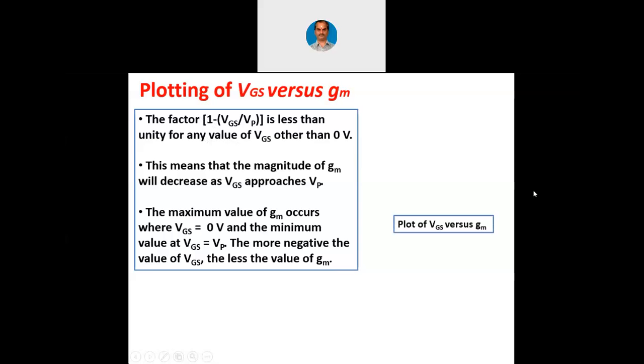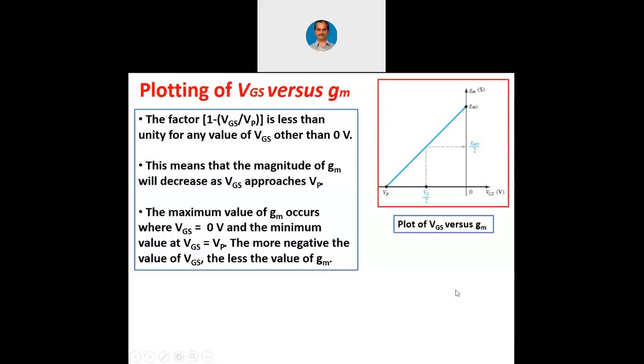Now let us see the plot of VGS versus GM. This is going to be the plot of VGS versus GM. We can see GM0 is here, that is 2 IDSS by Vp, as we had seen yesterday. And when VGS equals Vp, this is the maximum point there. So, here the point where GM0 by 2 corresponds to half of that point in the y-axis, and Vp by 2 corresponds to this particular point here.